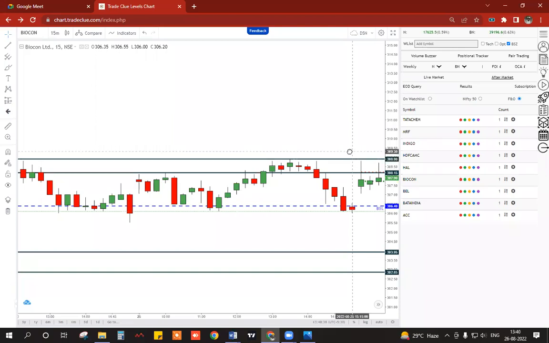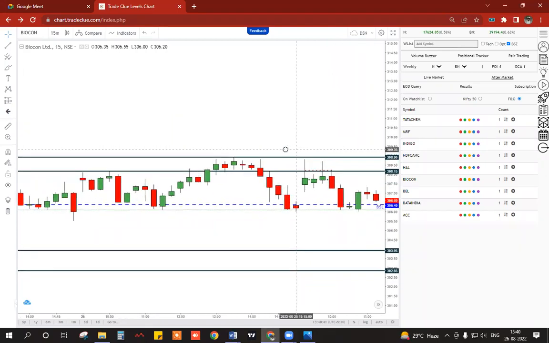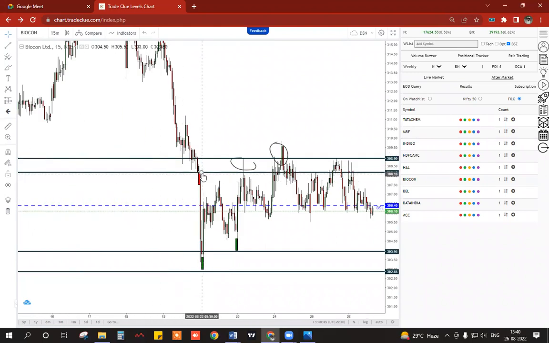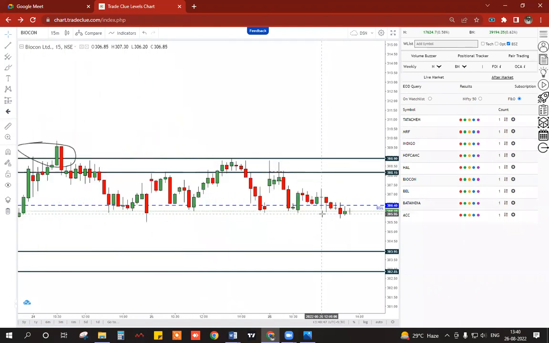10 paisa above the breakout zone, but it did not. So in any case it wouldn't have triggered. Even if I consider this red box zone, Biocon wouldn't have triggered a trade as per the pattern scenario which we are discussing. I guess you have understood, Shashwat.